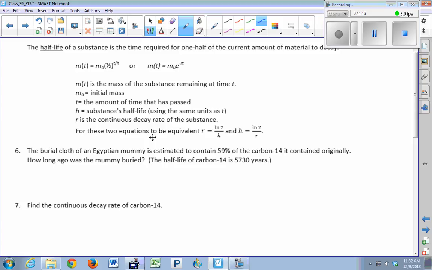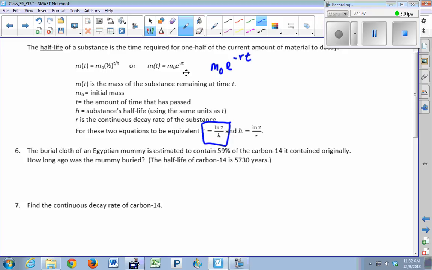It's equivalent to this model here where you have continuous decay, a continuous decay rate. And how do you know it's continuous? Because you see the constant e being used for your base. Whenever e is used for your base, you're dealing with continuous growth or continuous decay. So this model is m sub naught e to the negative rt, and r is equal to the natural log of 2 divided by h.